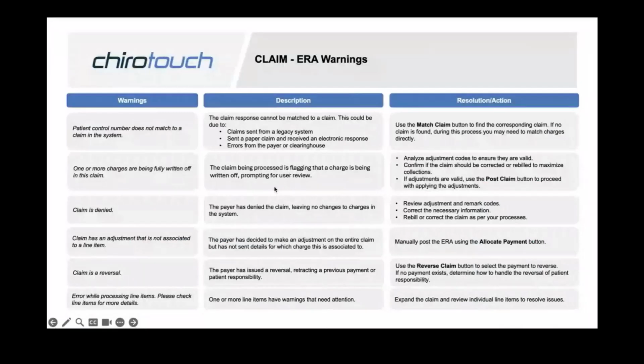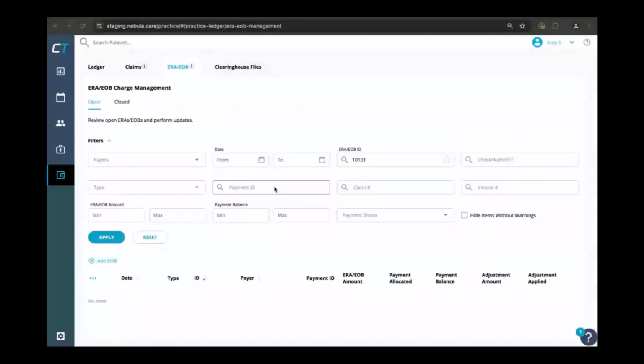Up next is claim is denied. Pretty straightforward, but not all payers do send this on a remit. And so the payer is basically sending a message that says they're denying the claim that they're responding to. And so we suggest reviewing the adjustments and remark codes and correct the claim, correct the necessary information, and rebill or correct as per the processes you're going to follow. So for Medicare, obviously, you wouldn't send a corrected claim. Well, how would we handle this? And so let's jump into another example.